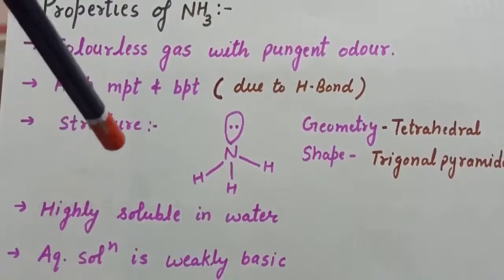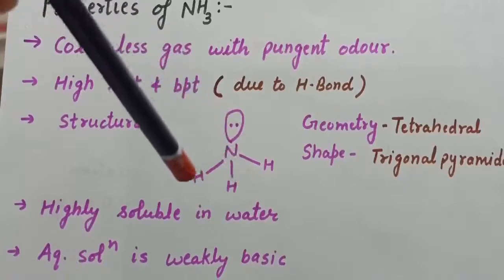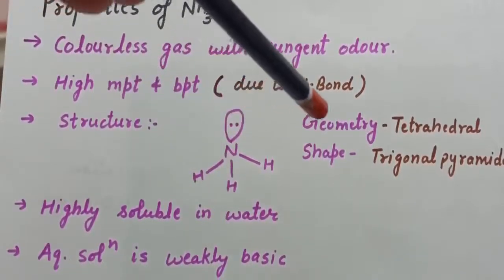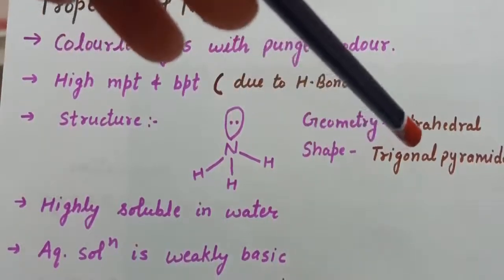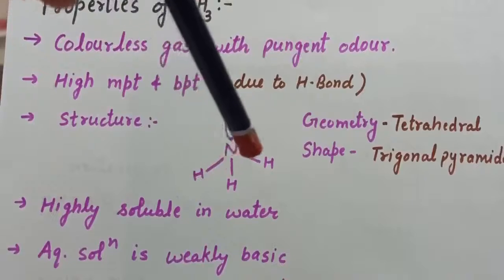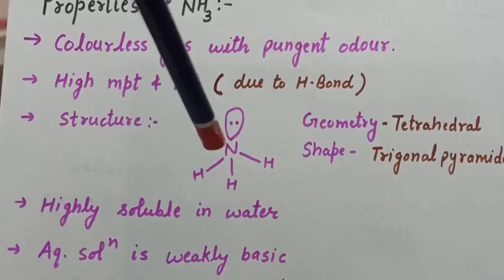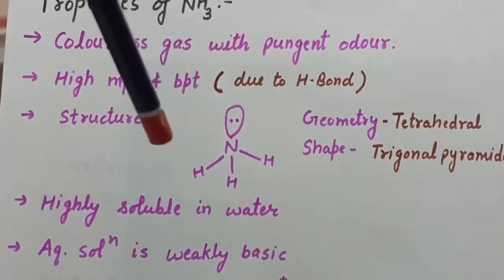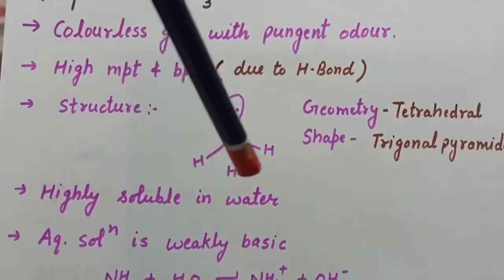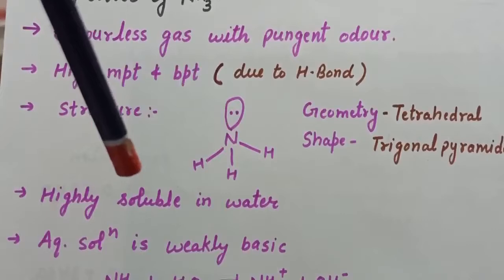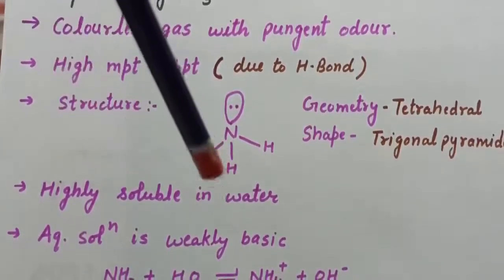Next is the structure of ammonia. If we draw the structure of ammonia by VSEPR theory, the geometry of ammonia is tetrahedral and the shape is trigonal pyramidal. Ammonia has 3 bond pairs and 1 lone pair, and the covalency of nitrogen in NH3 is 3. Next property is that it is highly soluble in water. Due to the presence of hydrogen bonding, ammonia is highly soluble in water.